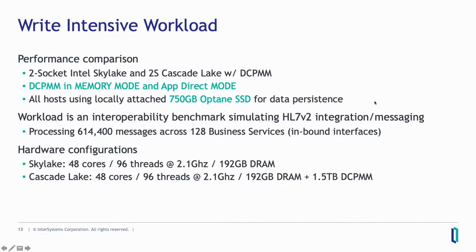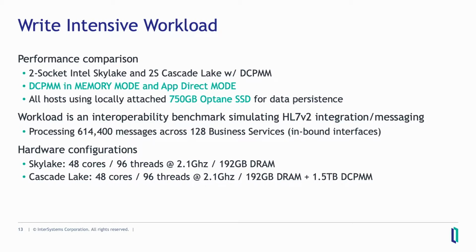Next, we moved on to a 2-socket. Knowing full well that not everyone's going to go out and buy 4-socket servers, 2-socket servers are definitely a great place for it. So as you see, it's much smaller than our 4-socket configuration. It only has 192 gigabytes of DRAM and 1.5 terabytes of DCPMM. We compared this workload between a Cascade Lake and the previous generation Skylake. Both servers had locally attached 750 gigabyte Optane SSD drives.